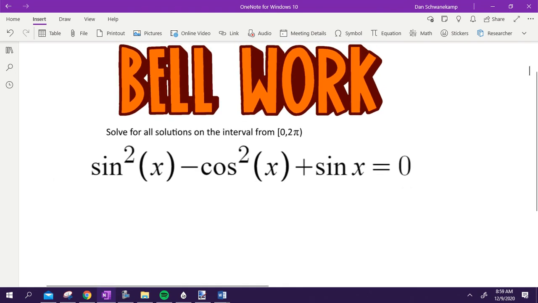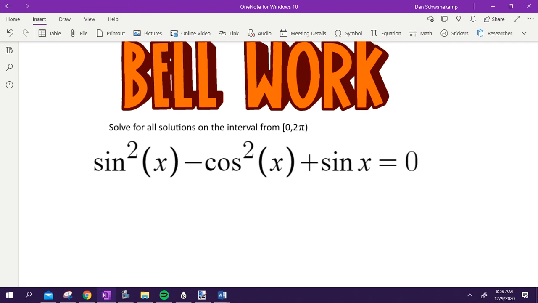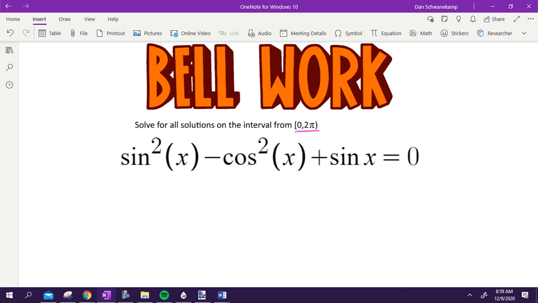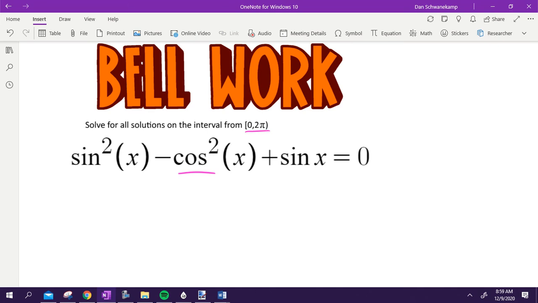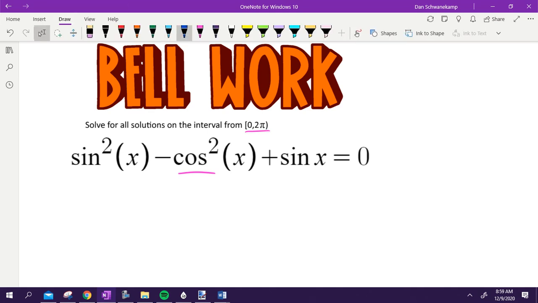On Bellwork, we're solving for all the solutions on the interval from 0 to 2 pi, just like we've done every time. We look at this guy right here. What do we notice on this thing, Max? What do you notice first? It's got a cosine squared and everything else is sine squared. What could you do about that? I use the trig identity to substitute cosine. Good. Use the trig identity.